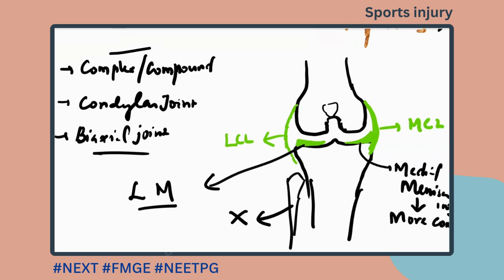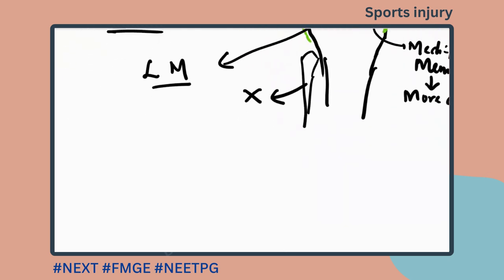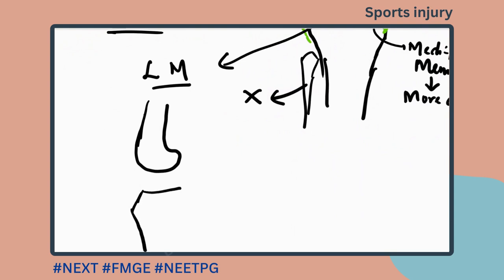Okay. So this is one view of the knee joint. We'll see the lateral view of the knee joint. So this is the femur bone, and this is the tibia, and there is a ligament which runs from the anterior aspect of the tibia to the medial condyle of the femur. This ligament is called the anterior cruciate ligament, ACL.